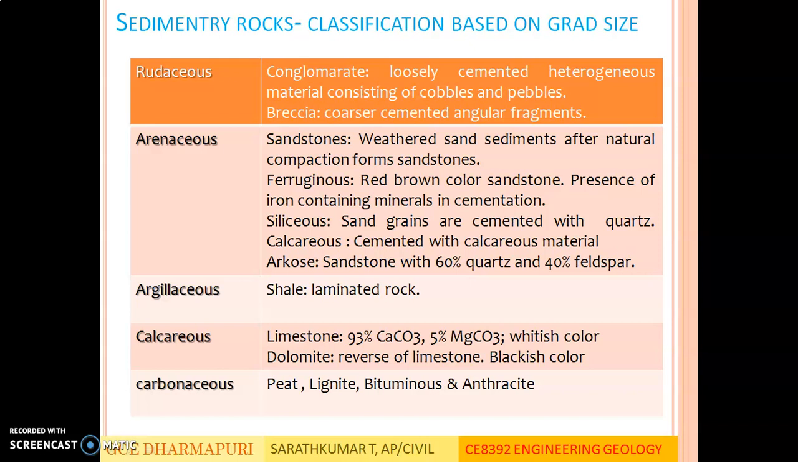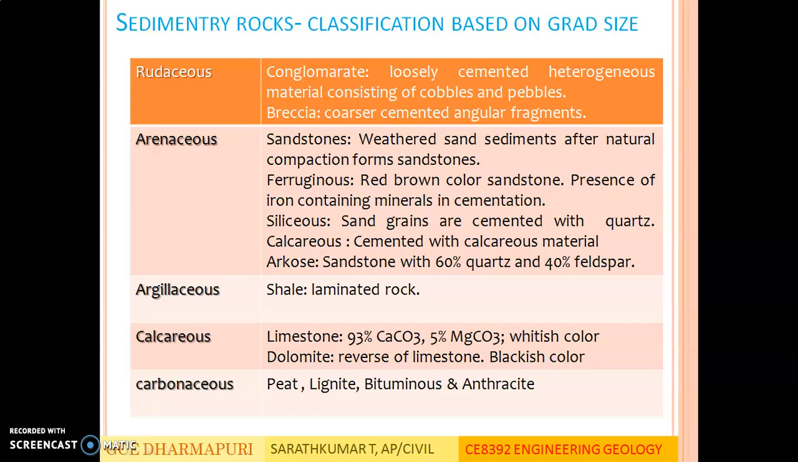Sedimentary rocks classification based on grain size. Rudaceous. An example of this type of rock is conglomerate. It will be loosely cemented heterogeneous material consisting of cobbles and pebbles. Whereas breccia, another type of sedimentary rock, will be coarser cemented angular fragments.